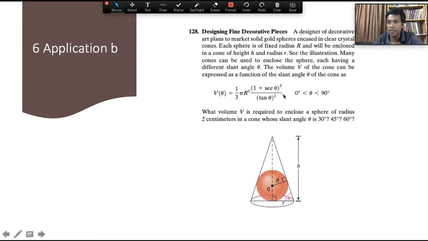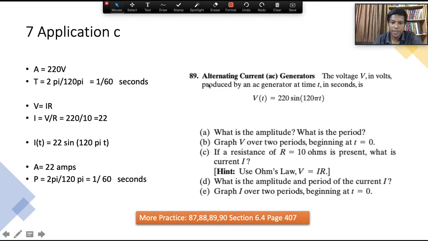Okay. And the process will be repeated. We will have to repeat this. Repeat for 30 degree, repeat for 45 degree, repeat for 60 degree. So 3 different parts. All right. This math is done here actually.